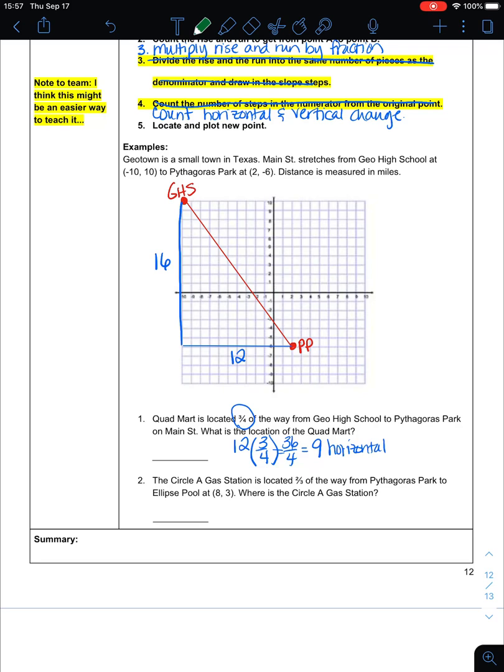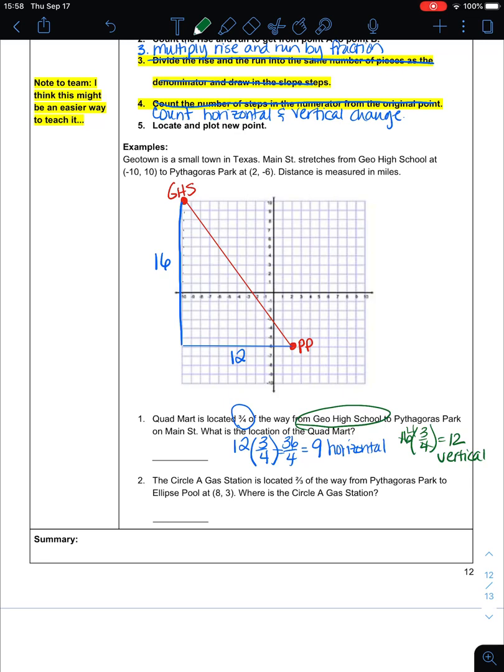Then I'm going to change this, and now I want to look at my vertical. My vertical was 16, so I'm going to do 16 times 3/4. 16 times 3 divided by 4, or you can cross cancel here, and you end up with 12. So I have 12 vertically. So I want to change 9 horizontally, and I want to change 12 vertically. I want to start at GHS, because it says it's from GHS. So I start at GHS, and I'm going to go down 12, because that was my vertical change.